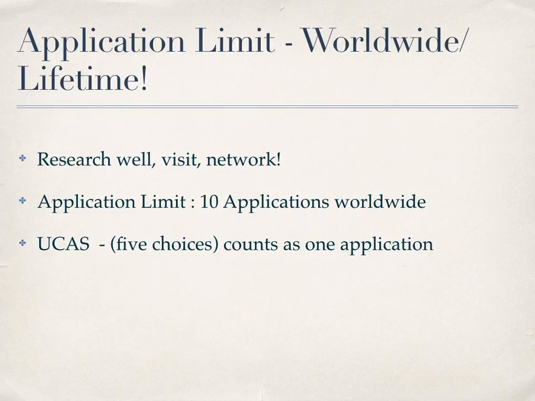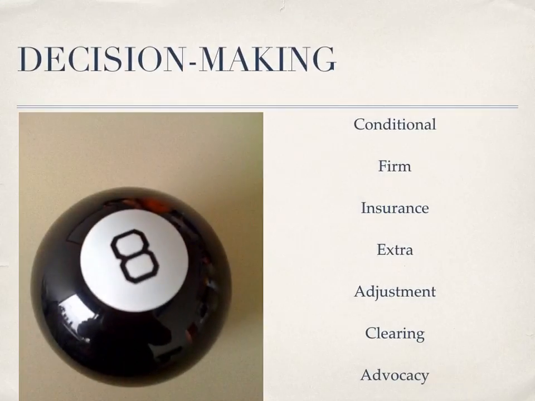Our application limit is 10 applications worldwide, but what you should note is that the 5 options of UCAS count as one application. Once you've applied, there's some decision making to be had. What will happen first is students are made a conditional offer. Once they've got all of their conditional offers in from their 5 choices, they can only pick 2 out of the 5. One is a firm, the other is their insurance.